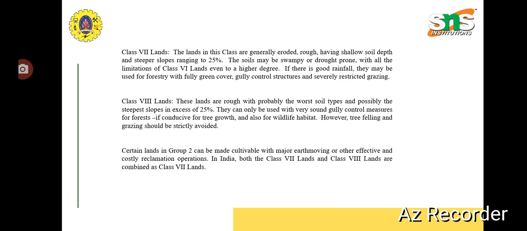In class 8, these soils are rough with probably the worst soil types possible. The steepest slopes, in excess of 25 percent, can be used with only sound gully control structures for forest, if conducive for tree growth, and also for wildlife habitat. However, tree felling and grazing should be restricted. Certain lands in group 2 can be made cultivable with major earth moving or effective reclamation operations. In India, both class 7 and 8 are combined as class 7 land.